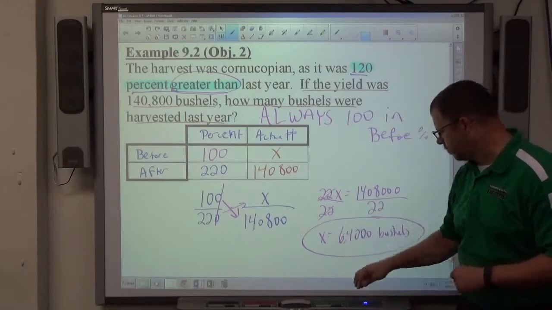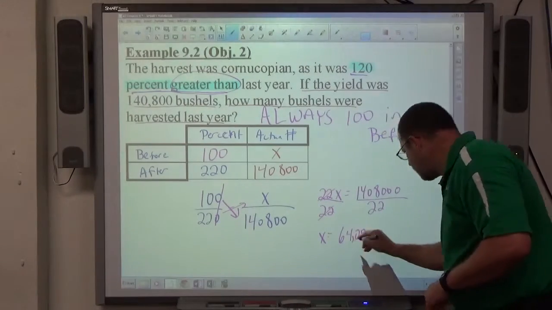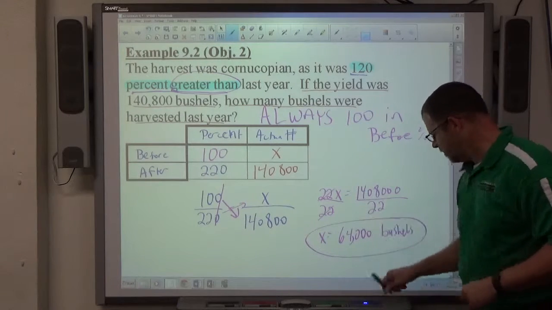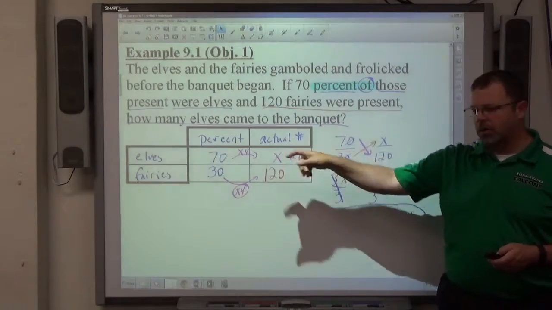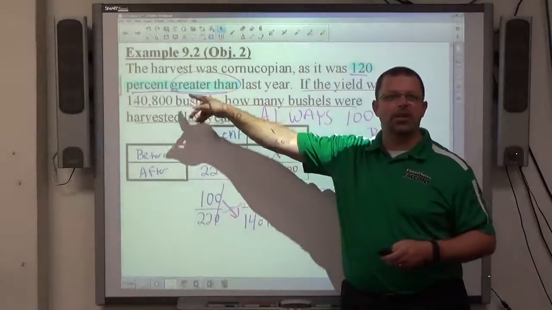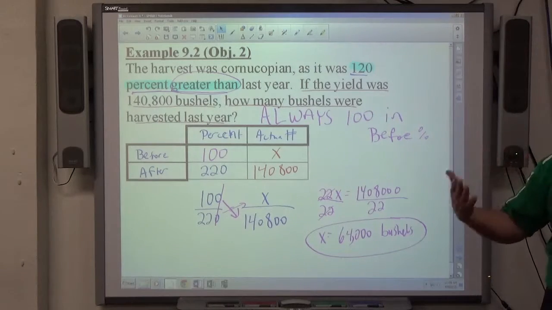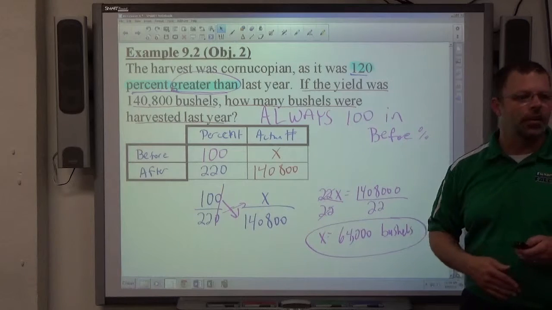64,000 bushels. Try again. 64,000. There we go. Bushels. All right. Those two problems look very, very, very similar. Only difference, percent of, part whole, percent greater than or less than, before, after. So please read carefully, make sure you identify what kind of problem it is to create a proper chart that allows you through cross multiplication or scale factor to find the correct answer you're looking for.